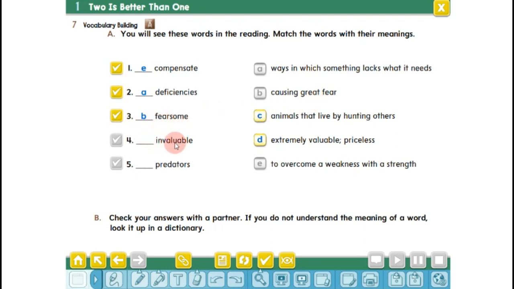Number four, invaluable. Invaluable معناه ثمين أو لا يقدر بثمن. Here extremely valuable or priceless. D. Number five, predators. Animals that live by hunting others. Predators اللي هي المفترسات التي تعيش باصطياد الآخرين.